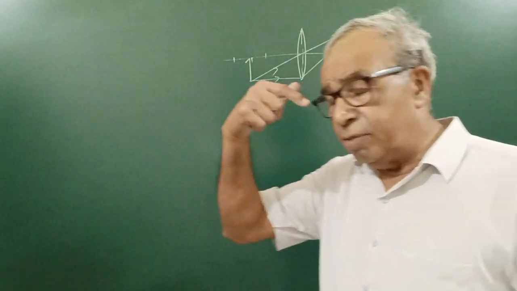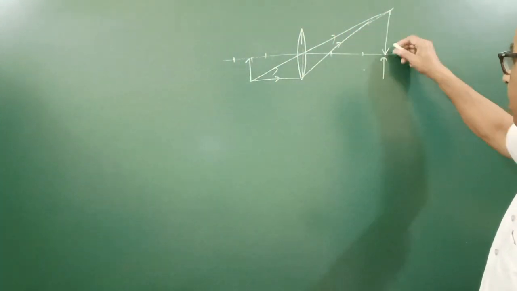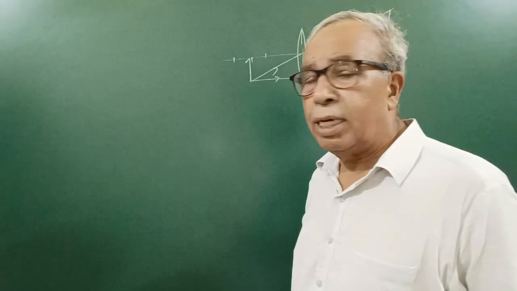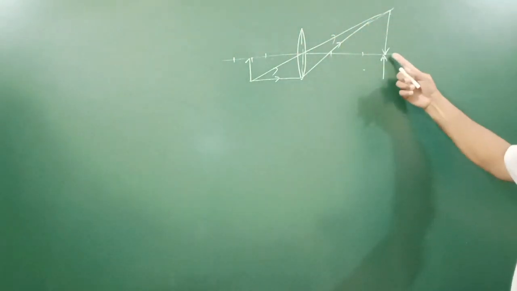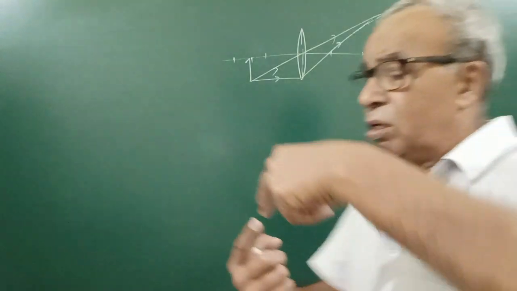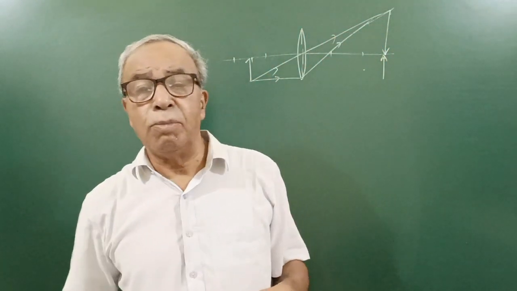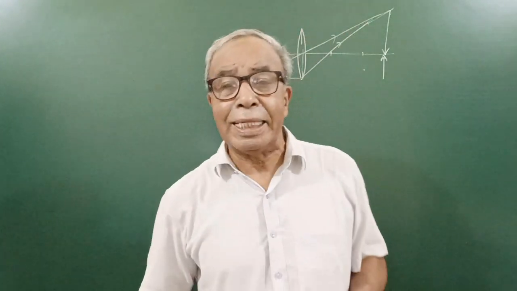Close one eye, and keep the eye on the image pin and the object pin. Now rotate your neck left to right, keeping one eye closed. If there occurs no change in the position of this, means they remain together like this, then parallax is removed.